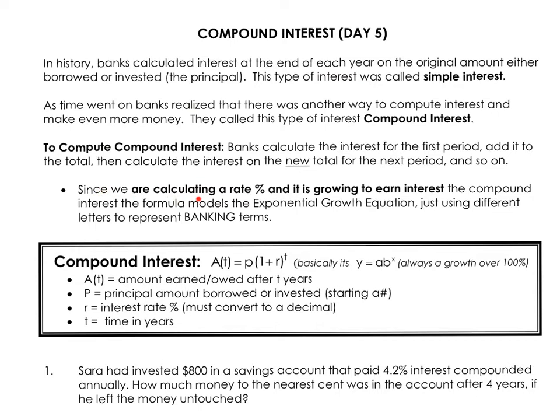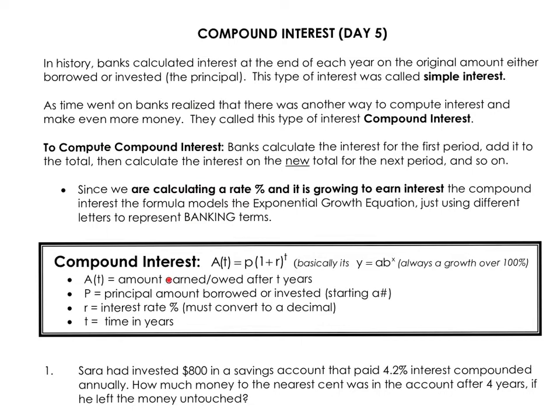Since these are calculating a rate or a percent and the amount is growing to earn that interest, the compound interest formula models exponential growth equations with different letters to represent the banking terms. But other than that, it's very similar to just an exponential growth.